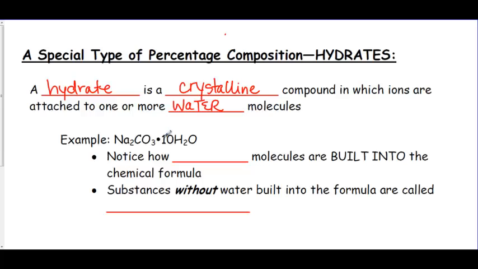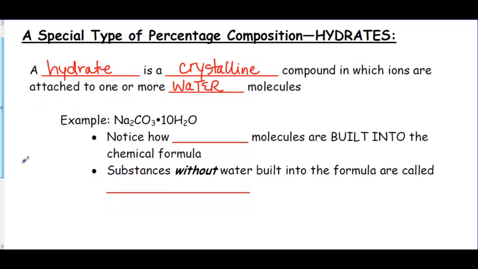We've seen these. Okay, this little dot means incorporation or part of the compound but not actually absorbed into it, becomes a crystal. So we have sodium carbonate, and this is going to be decahydrate because there's 10, deca. So notice how water molecules are built into the chemical formula. Substances without water will then be called anhydrates.